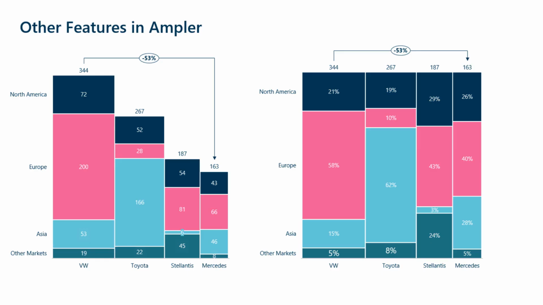While some of the benefits of Ampler have already been shown, there are more useful features. For example, you can add value line, total difference, and level difference to the chart for more clarity. Here you can see the total difference, which shows the percentage difference between Volkswagen and Mercedes.